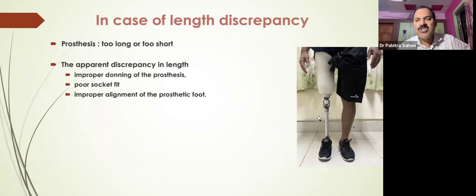If the prosthesis is not properly fitted into the socket, that is poor socket fit, or improper donning of the prosthesis while the amputee is putting on the socket, it is not keeping the socket in position. That means the ischium is not sitting in its own place. Or there may be improper alignment of the prosthetic foot. Suppose the prosthetic foot is fitted in 5 to 10 degrees of plantar flexion, that also relatively increases the length of the prosthesis. So you have to look for whether the prosthesis is longer or shorter.